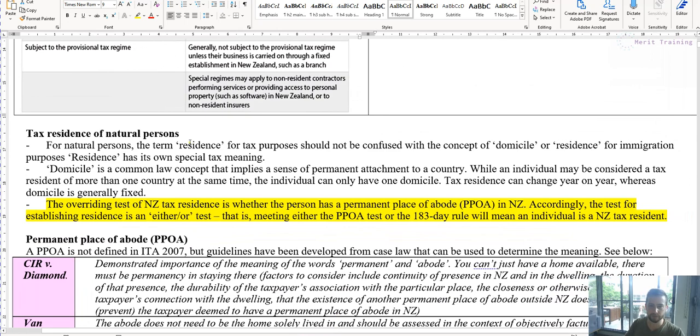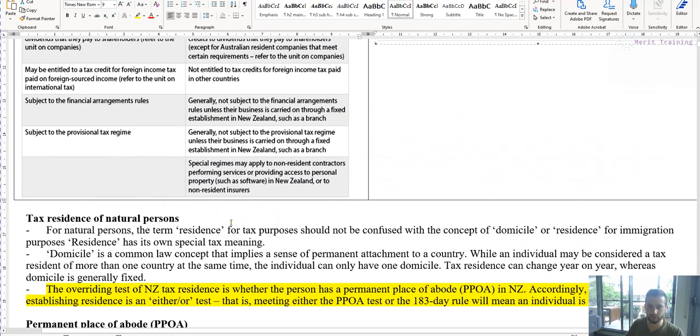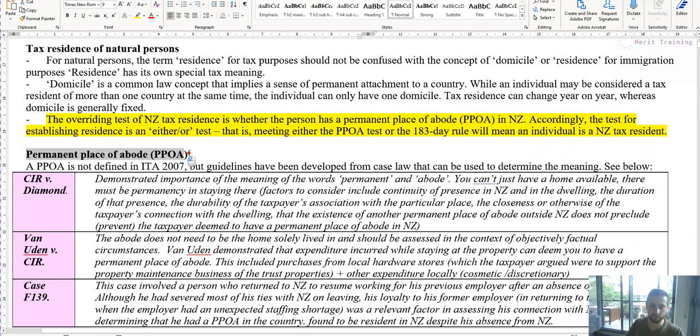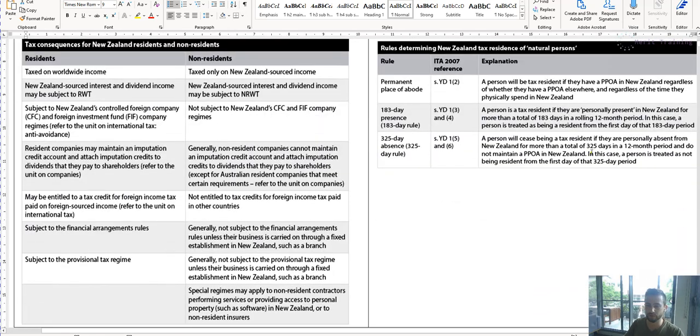Okay, so just before we start going through this PPOA, there's a couple of other terms which are important. So domicile and residence. It's not as important as the PPOA definition. This is the critical test. And as you can see here, the overriding test is whether the person has a PPOA in New Zealand. And this is just saying that basically what I mentioned before, because these time rules don't matter if they have a PPOA. So this is the primary test.